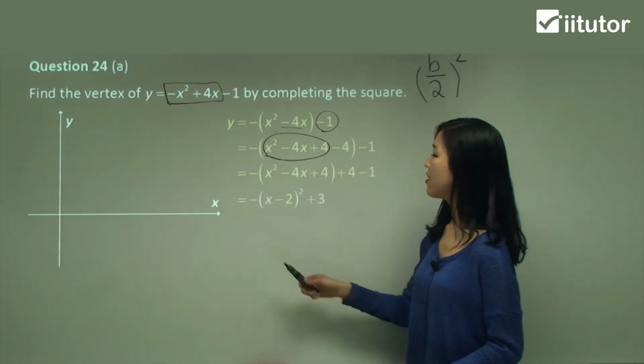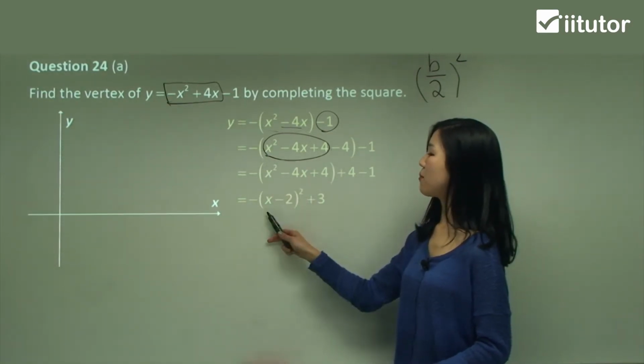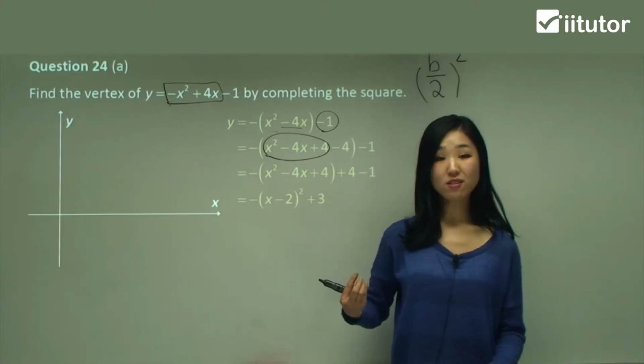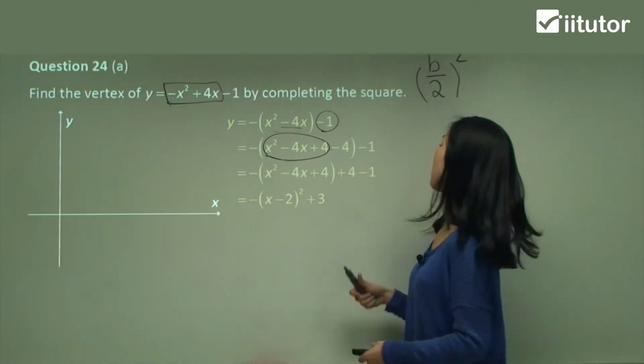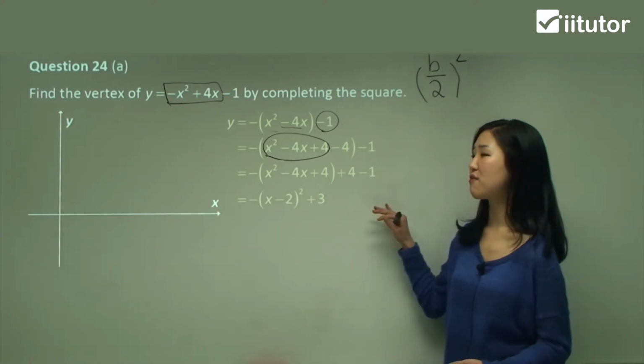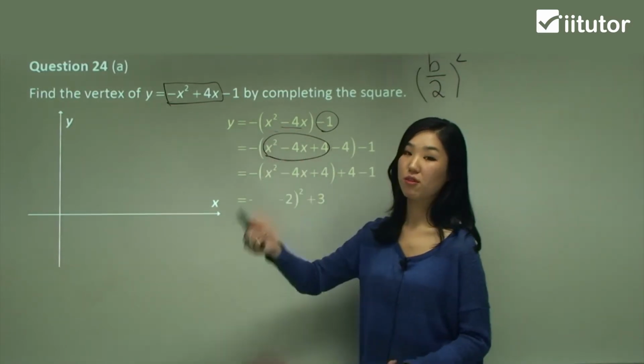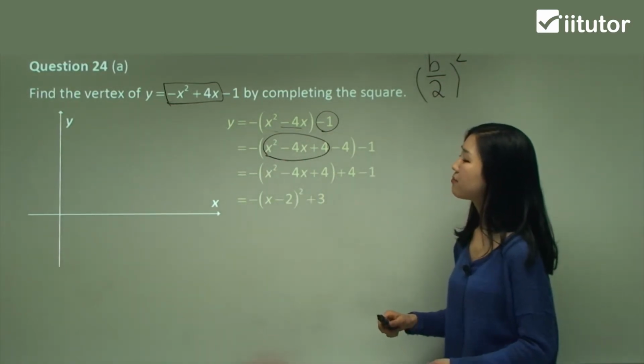So this one, guys, keep the negative outside. This part just becomes x minus 2, the whole thing squared. Just your perfect square. And then plus 4 minus 1 is positive 3. So we've got that form again. This one took a little bit more steps because of the negative. Alright, so that's what it is.